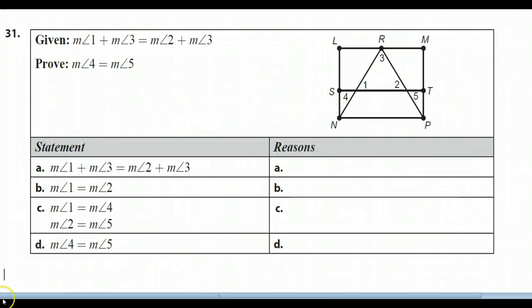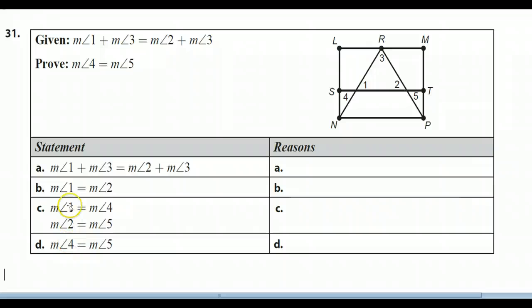Okay, so now let's try some proofs. Problem 31. Here's your given information. The measure of angle 1 plus the measure of angle 3 equals the measure of angle 2 plus the measure of angle 3. We want to prove that the measure of angle 4 and the measure of angle 5 are the same. Okay, so let's look at statement 1.